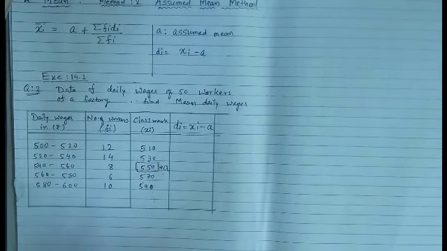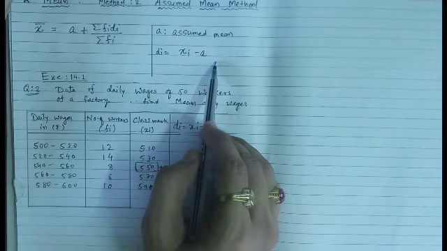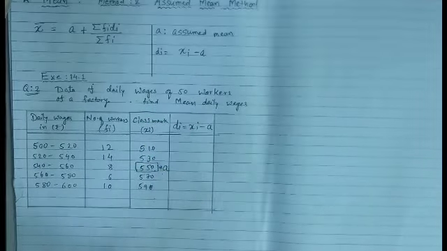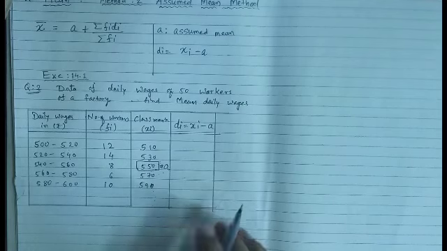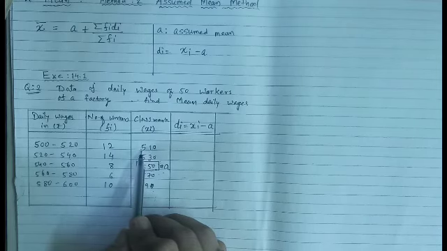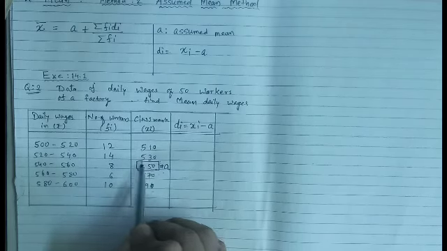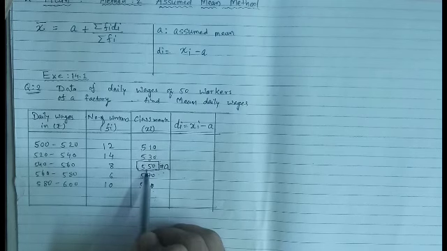Then we have to get di, and we know that di equals xi minus a, as we discussed earlier. Now how to get di? Xi means the class mark for each term. For term 1, xi is 510. For the second step, xi is 530. For this step, xi is 550, and so on.